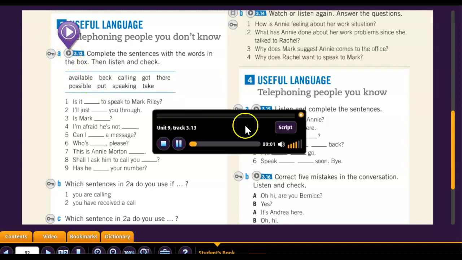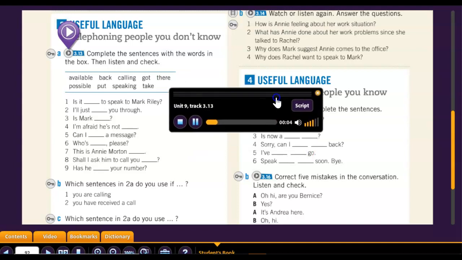Track 3.13. 1. Is it possible to speak to Mark Riley? 2. I'll just put you through. 3. Is Mark there? 4. I'm afraid he's not available. 5. Can I take a message? 6. Who's calling, please? 7. This is Annie Morton speaking. 8. Shall I ask him to call you back? 9. Has he got your number?